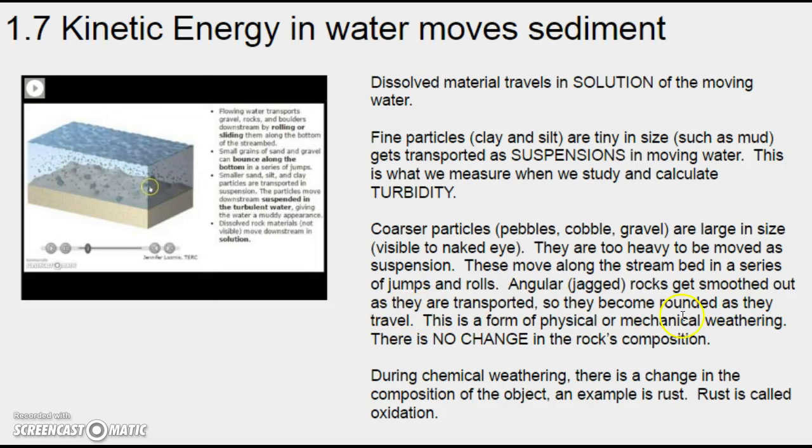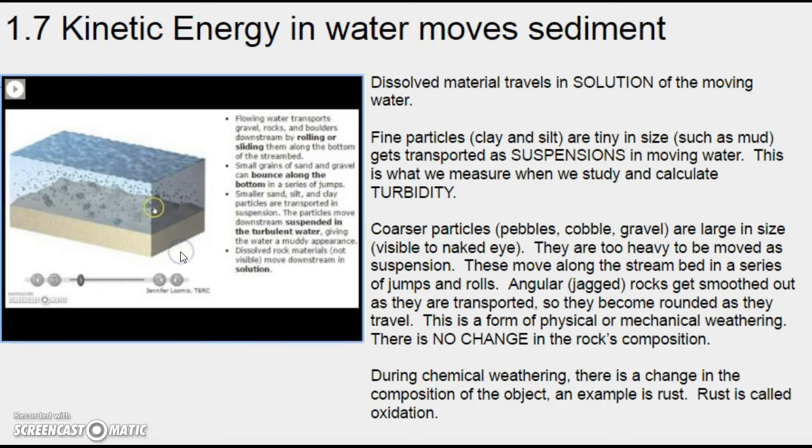This is a form of physical or mechanical weathering. There is no change in the rock's composition. If there were a change in the composition, that would be considered chemical weathering, but it's not. It's physical, and this process is called abrasion. During chemical weathering, there's a change in the composition of the object. For example, rust. Rust is from the process of oxidation.